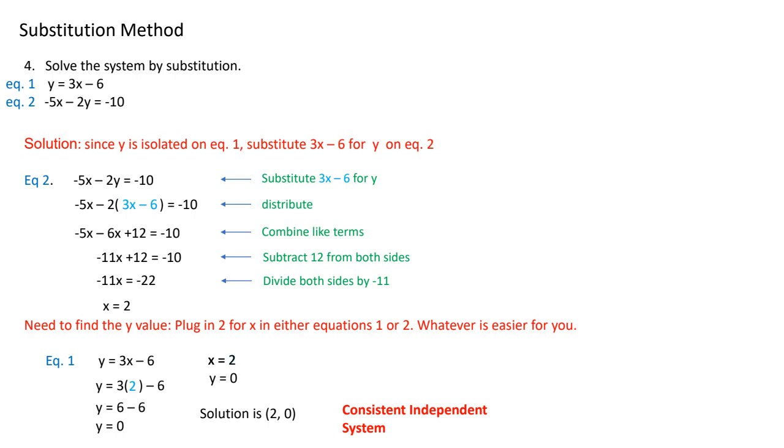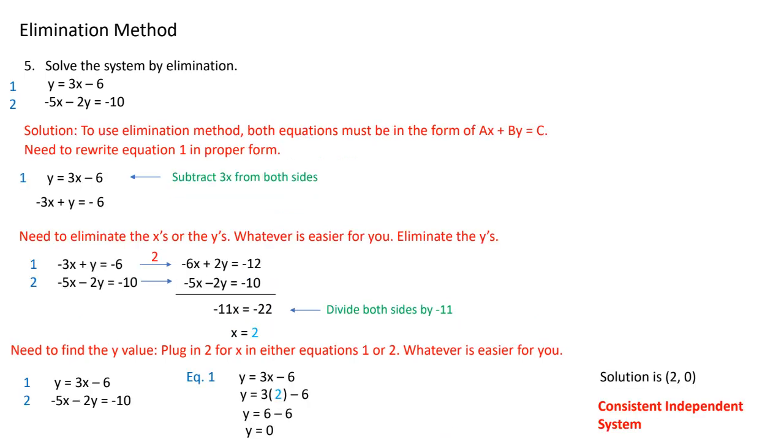Again, this method is called the substitution method. Substitution means solve for one of the variables, replace that variable into the other equation, and you will get your answer, your solution. Okay? All right. Again, Sophia, if you have any questions, please let me know. Please stop me. Okay. So again, this is a consistent independent system because I had one answer.